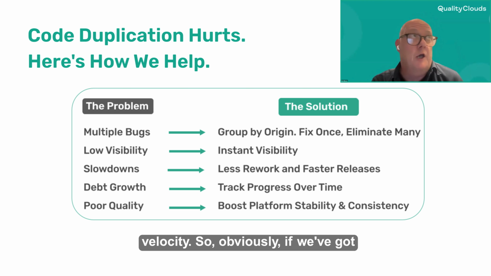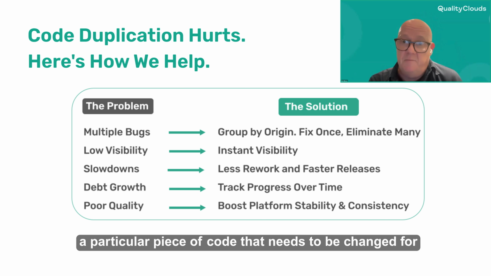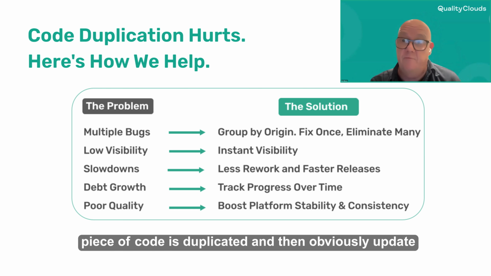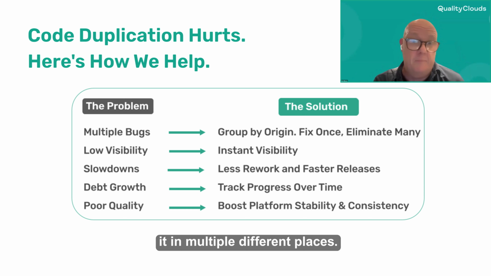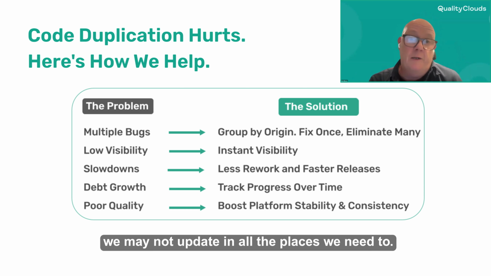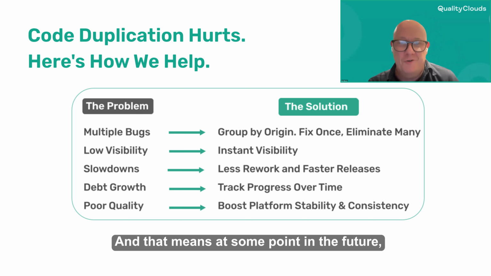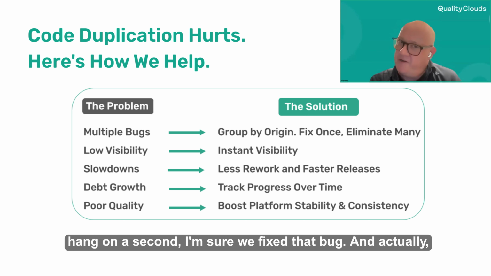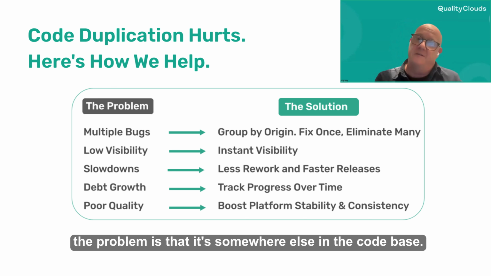If a particular piece of code needs to be changed for whatever reason, we now need to know where that code is duplicated and update it in multiple places. That's going to take time. Inevitably, we may not update it in all the places we need to. And at some point in the future, we'll be scratching our heads saying, hang on a second, I'm sure we fixed that bug, and actually the problem is somewhere else in the code base.